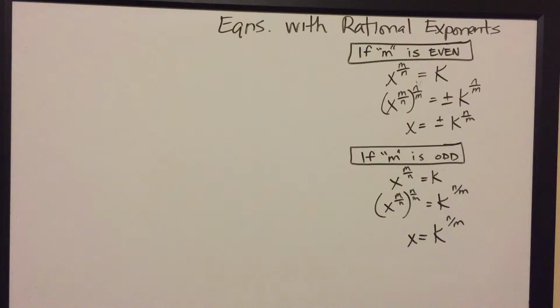Okay, so we're still in section 1.6. Now we're talking about solving equations with rational exponents. And these are two of the properties that the book has.